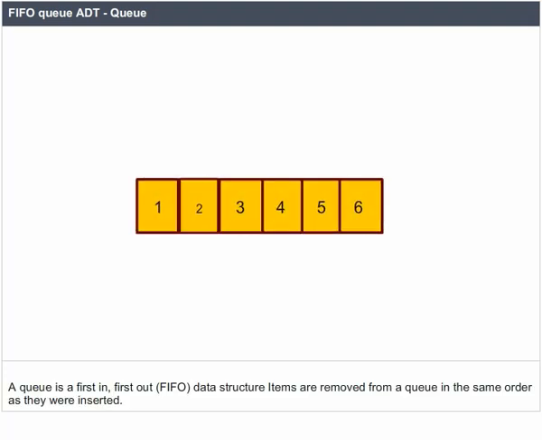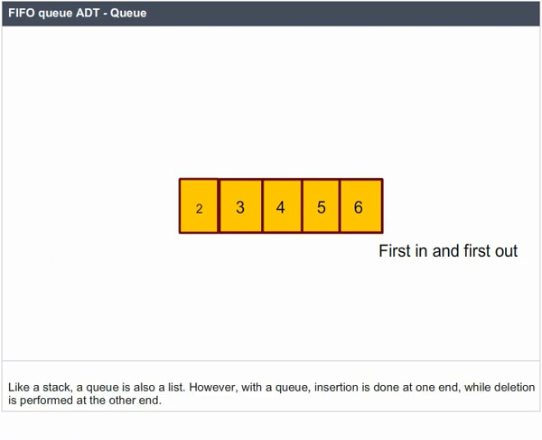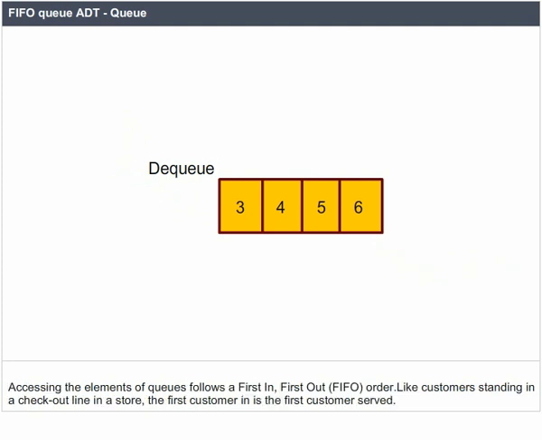First in, first out: queue ADT. A queue is a first in, first out data structure. Items are removed from a queue in the same order as they were inserted. Like a stack, a queue is also a list. However, with a queue, insertion is done at one end while deletion is performed at the other end. Accessing the elements of queues follows a first in, first out order. Like customers standing in a checkout line in a store, the first customer in is the first customer served.